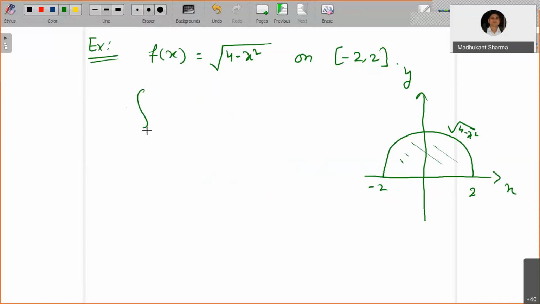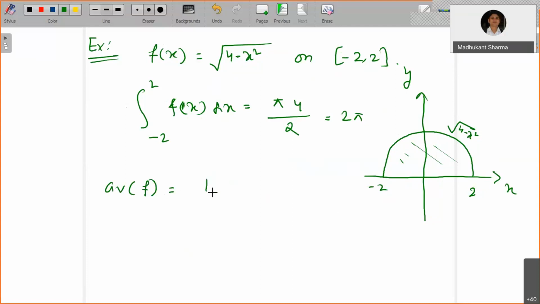So certainly you have the integration from minus 2 to 2 of f of x dx. If you try to verify, that is going to be pi r square by 2, where r is 2, so 4 pi by 2. That is going to be 2 pi. Now the average value is going to be 1 upon the length of the interval, which is 4, times the integration from minus 2 to 2 of f of x dx. So that is going to be pi by 2.